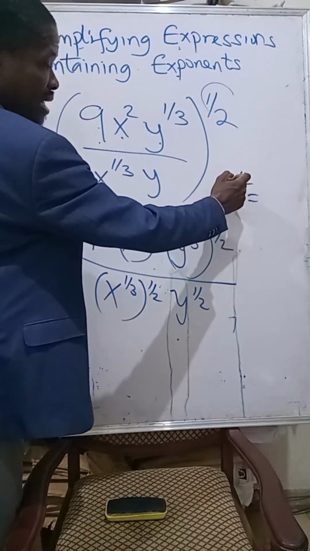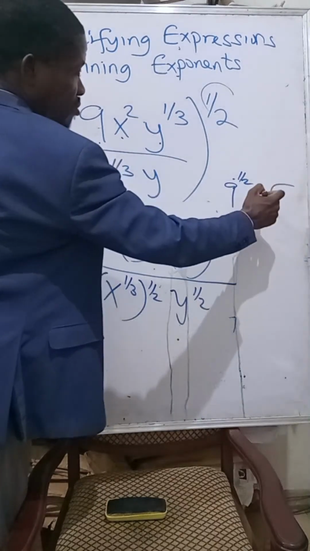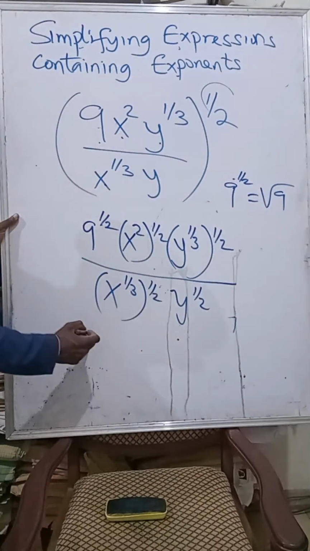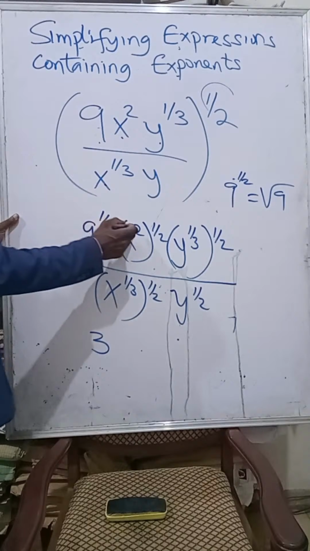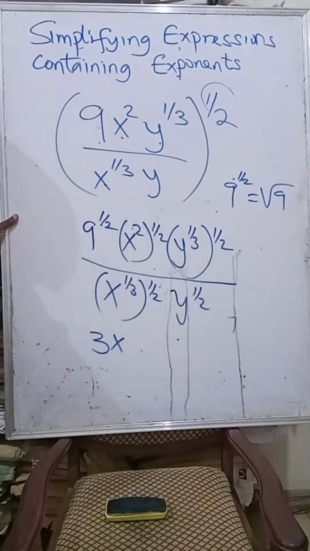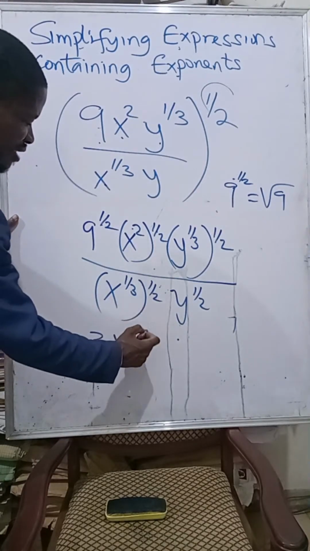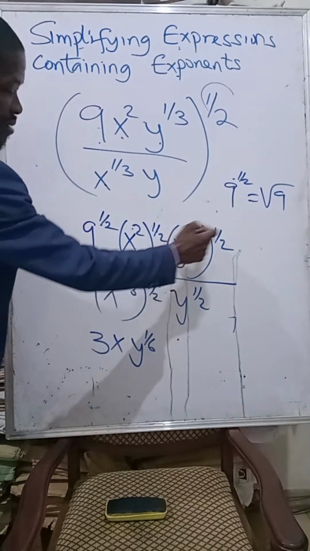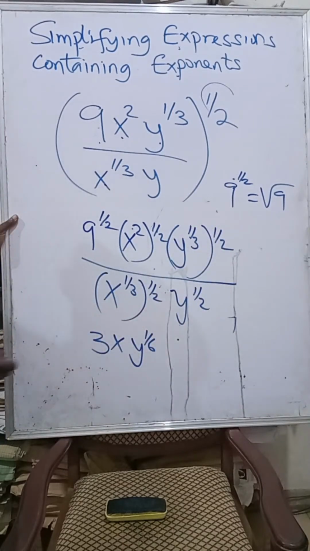I said earlier on that half is square root. So we have 3 for that place, 2 times 1 over 2. That's x to the power 1. So this one will be y to the 1 over 6, 1 over 3 times 1 over 2. That's 1 over 6.